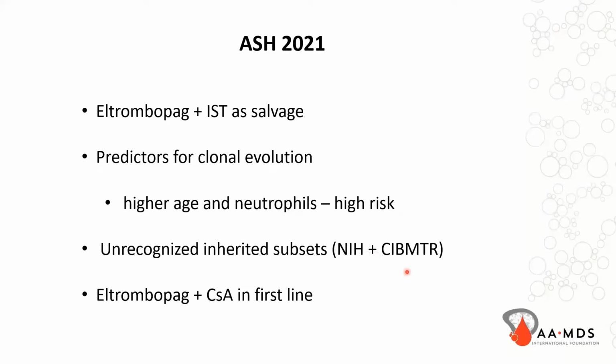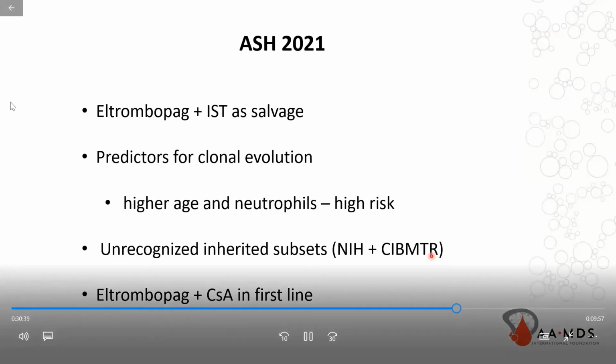Another abstract that I thought was very interesting was a collaboration between the NIH and CIBMTR. CIBMTR is the Center for International Blood and Marrow Transplant Research registry for bone marrow transplantation, and they sequenced hundreds of patients, 700 or 800 patients who went to transplant for aplastic anemia. And one interesting observation from this study is that this was all done retrospectively, right? Because patients had already been transplanted. The sequencing happened later.